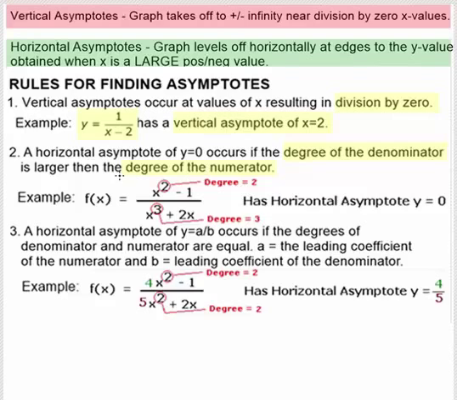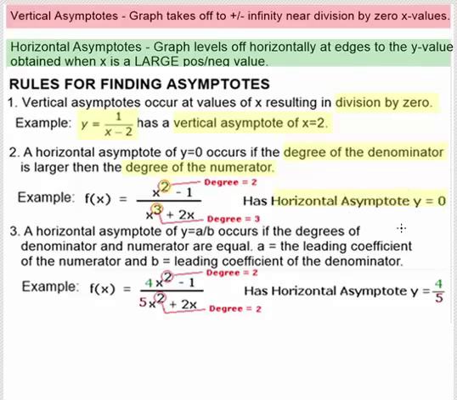And here's an example where f of x equal x squared minus 1 over x cubed plus 2x. X squared minus 1 has a degree of 2. X cubed plus 2x has a degree of 3. This graph will have a horizontal asymptote of y equals 0.